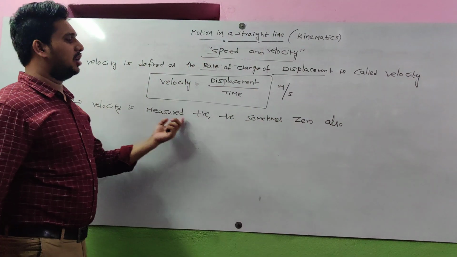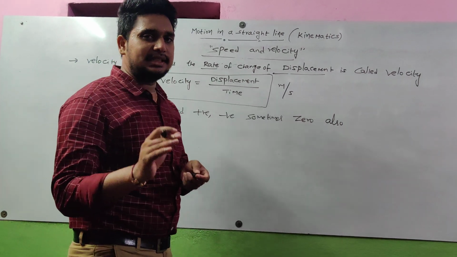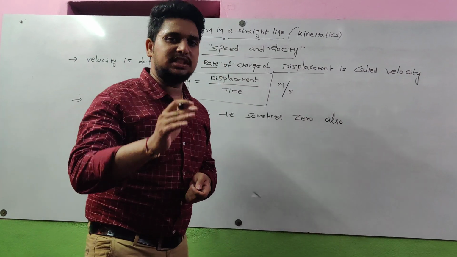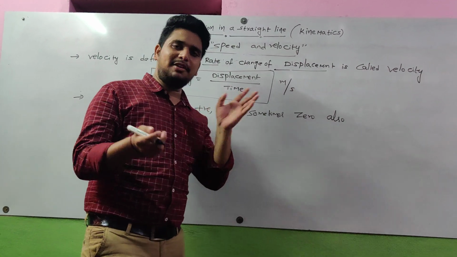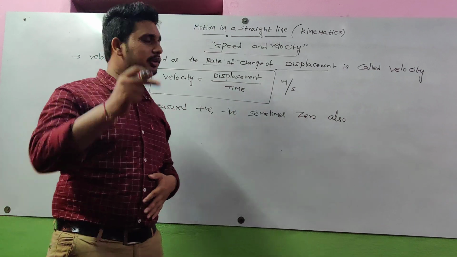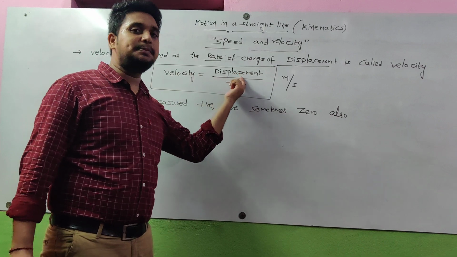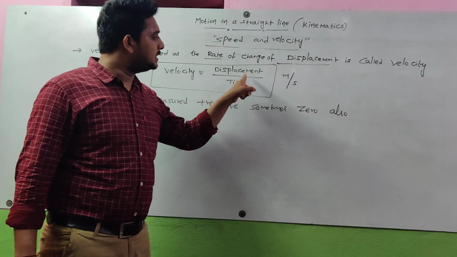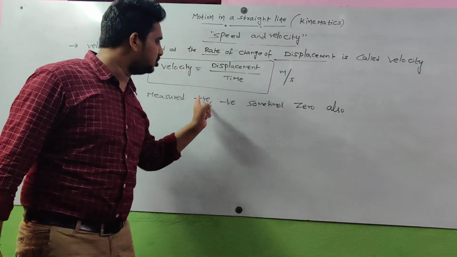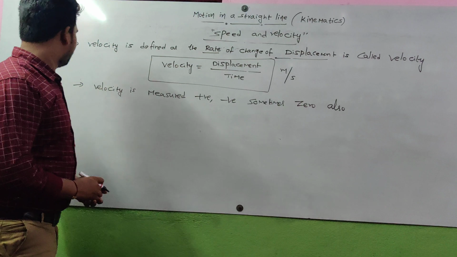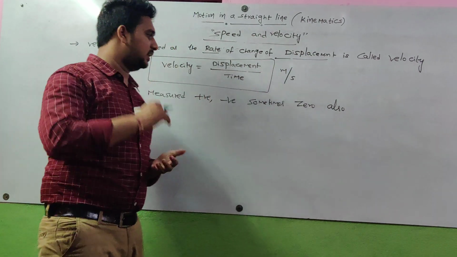So velocity is measured positive, negative, sometimes zero also. But distance is always measured positive, and speed is always measured positive. Displacement is measured positive, negative or zero. Why is velocity measured positive, negative or zero? Simple: displacement is present in the velocity formula, and displacement can be positive, negative or zero. That's why velocity is also measured positive, negative and zero. This is very important.